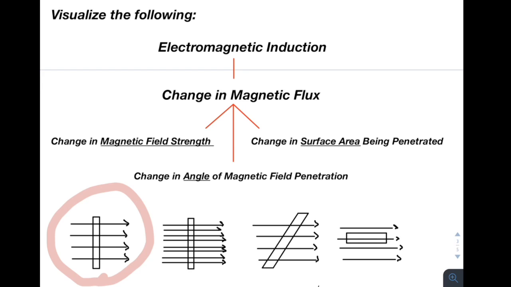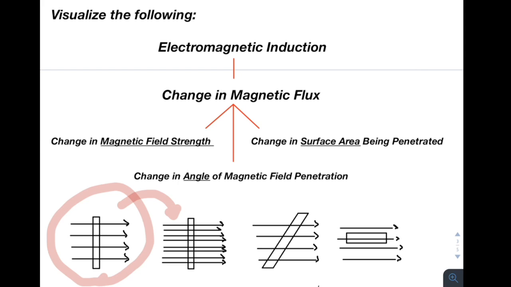If we were to change the number of field lines traveling through the surface area, as we have in the second scenario, then we are going to increase the magnetic field strength. And so like we said, if we are changing the magnetic field strength, then we have to change the magnetic flux. So this will result in a change in magnetic flux, which will therefore create an electromagnetic induction.